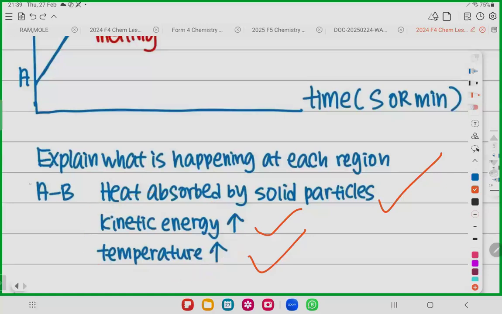If you're okay with what happened here, can you type AB in the chat box? If you understand how to explain what is happening in the AB, can you please type AB in the chat box for me?